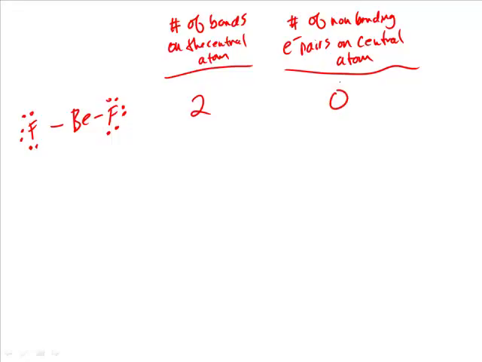Anytime you have a molecule that forms 2 bonds and has no non-bonding pairs on the central atom, the shape of that is called linear, because it forms a straight line. Remember that the electrons want to be as far apart from each other as possible. So the way that can happen is that the bond angle right there is 180 degrees.